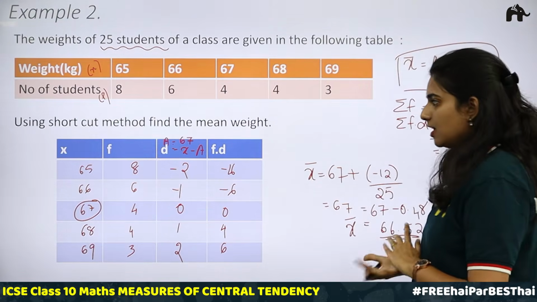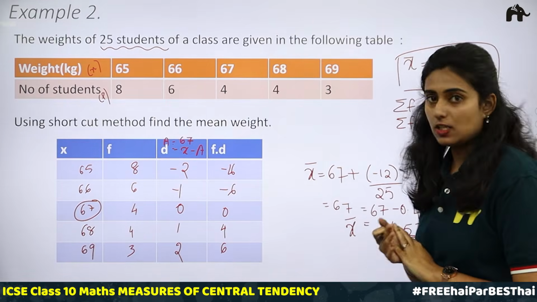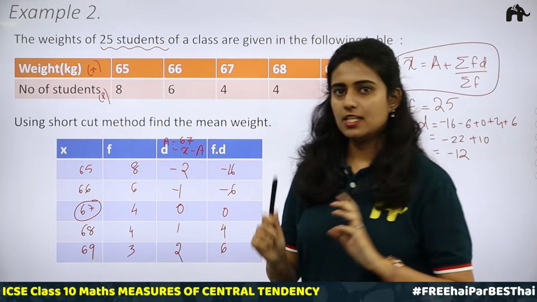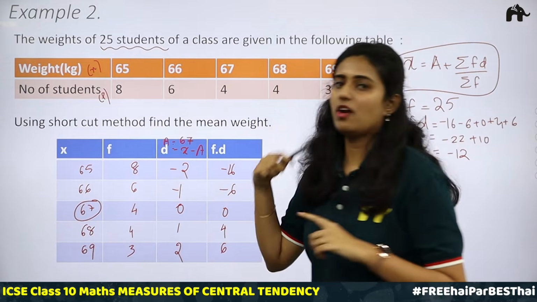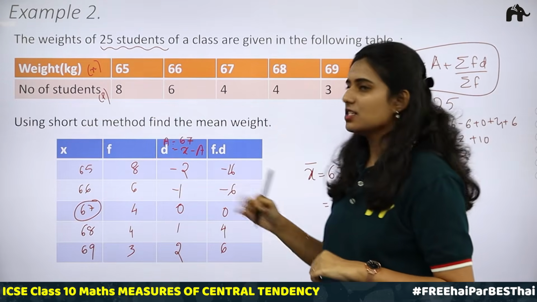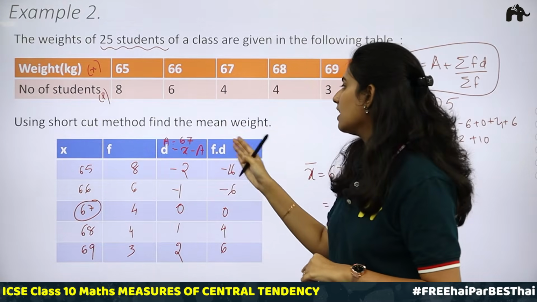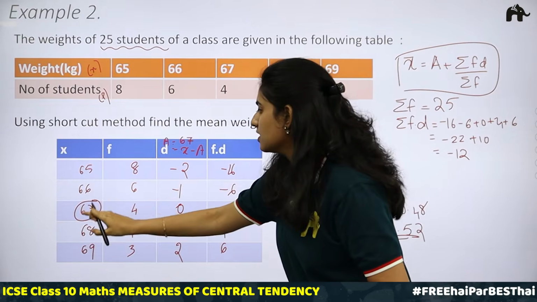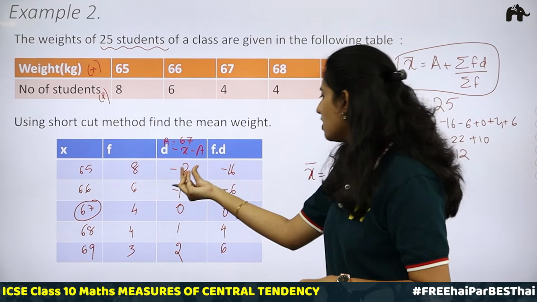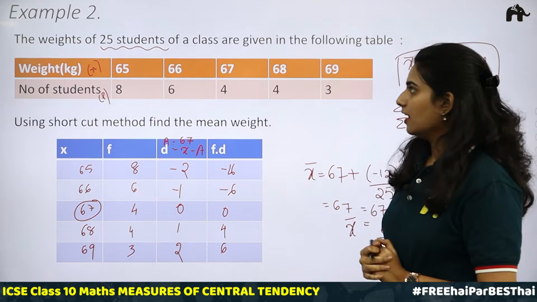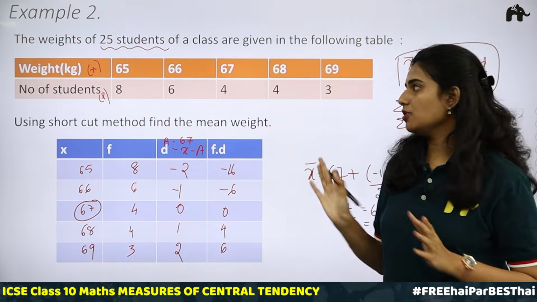Okay, if you are using the direct method, you will be having only 3 columns. In that case, you will be multiplying X and F directly. Just imagine 65 into 8. You have to take a long time. 66 into 6 again. So, the calculation is difficult. When it comes to the assumed mean or the shortcut method, we are simplifying it. So, 67 minus 65, we got a small number, minus 2. So, using this, you can easily solve. Clear? So, this is about the shortcut method.